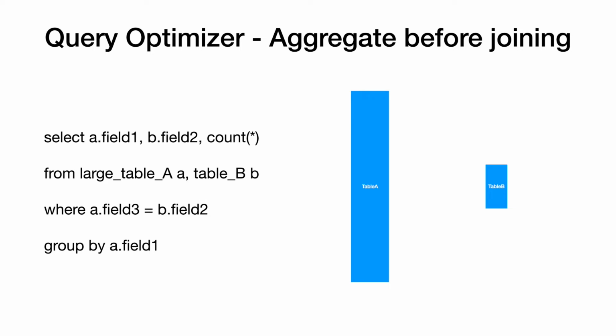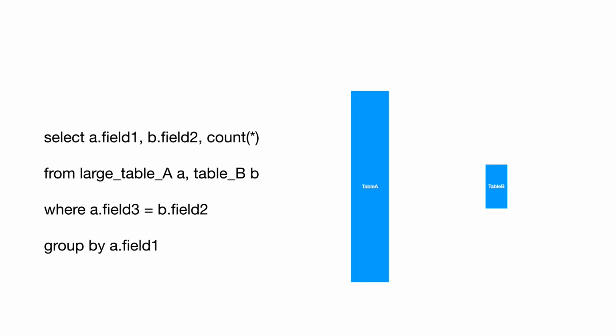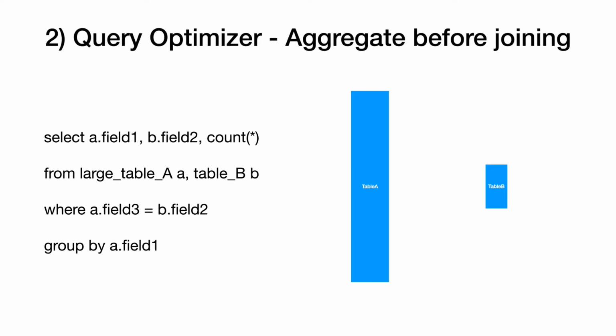Okay, so what would a query optimizer do? In a traditional query optimizer, when you join a large table A to a smaller table B and then group by a field in table A, it might try to do a group by first inside table A before joining table B. But in this case, we found that Druid doesn't really do that. What it tries to do is join every single row from table A to table B.